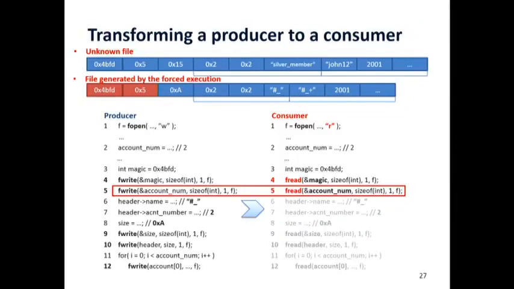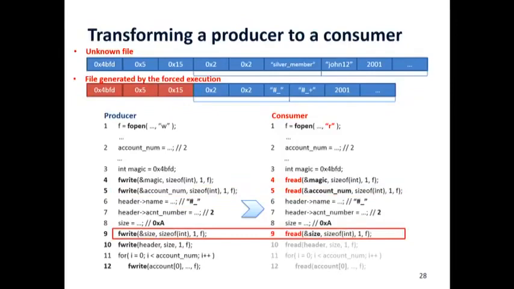So let's see what this actually affects in the rest of the execution. After that, it also executes line number 6, 7, 8. And during the execution, it generates some random values and assigns them, like some random strings to the header name and a random number to the account number 2. And at line number 9, we also do the symmetric read operation. And now it reads the size variable. And this symmetric operation will read the third field of the unknown file.